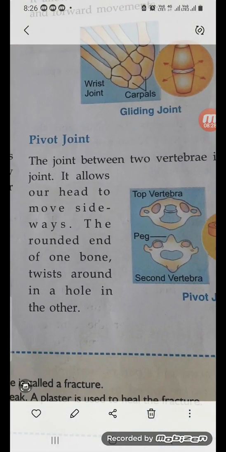Then is the pivot joint. The joint between the two vertebrae is a pivot joint. It allows our head to move sideways. The rounded end of one bone twists around in a hole in the other. Okay, this is the pivot joint.